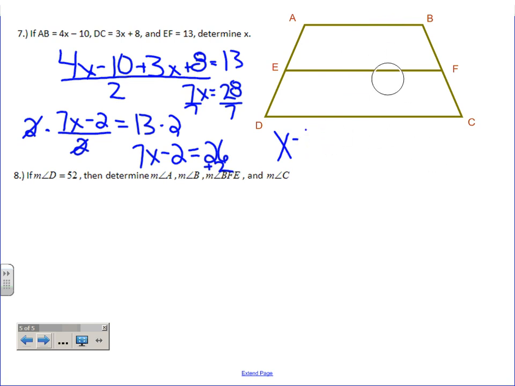All right. It's very important to realize that this problem we're going to take a look at right now can only be done if it's isosceles. Some of the answers you could get if it was just a trapezoid, but some of them it has to be isosceles for you to figure that out. And this one happens to be isosceles. And so if angle D is 52, basically that's all we know. We have a bunch of other angles that we would like to determine. So angle A up there we want to get, angle B, angle BFE, and angle C are ones that we would like to find.